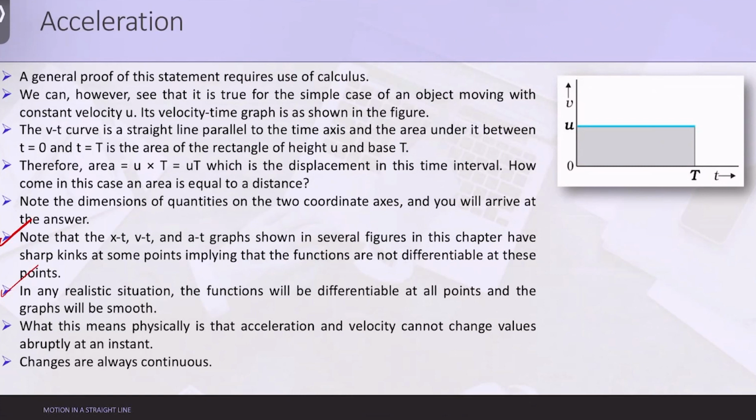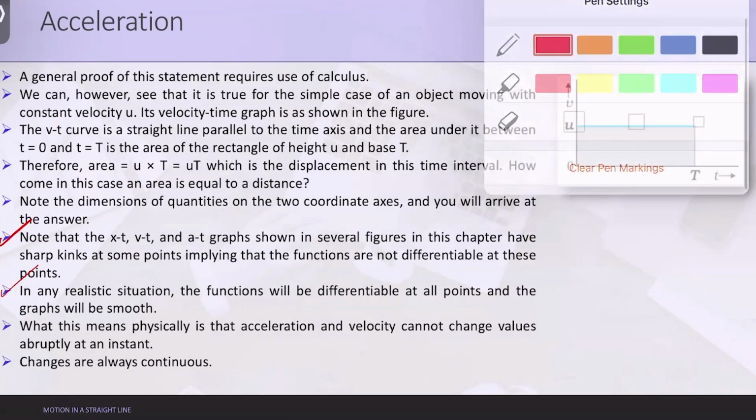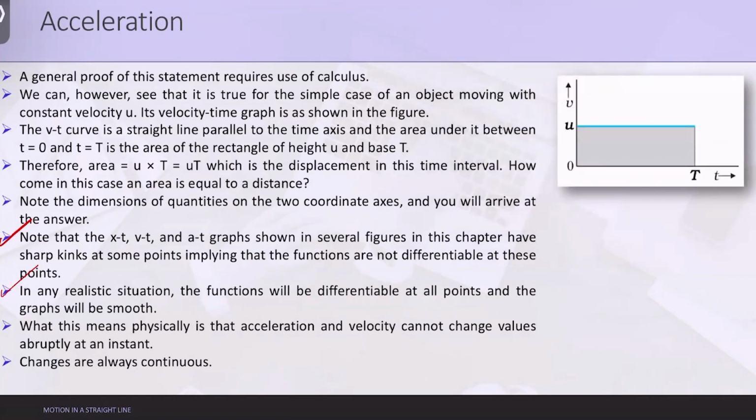So what is the meaning of this line? Functions will be differentiable at all points. This simply means that the value of dx by dt, or dv by dt, or da by dt will be possible to calculate at each of these locations, and the graphs will be smooth. What this means physically is that the acceleration and the velocity cannot change values abruptly at an instant. The values cannot be changed abruptly.